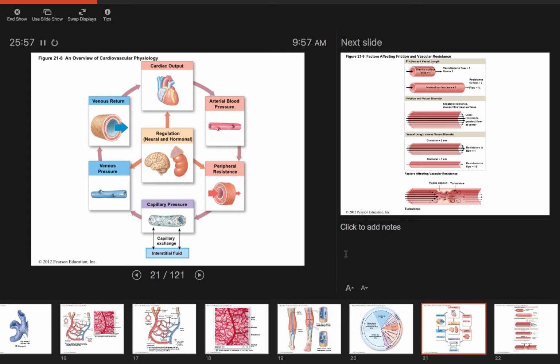And when we're looking at it, we look at two things. We look at the length of the blood vessel, and we look at the diameter of the blood vessel. Okay, the length and the diameter. So we know about length. The shorter the length of a vessel, the less resistance there is. The longer the length, the greater the resistance. Okay? So if you take a blood vessel and you double its length, you're going to double its resistance.